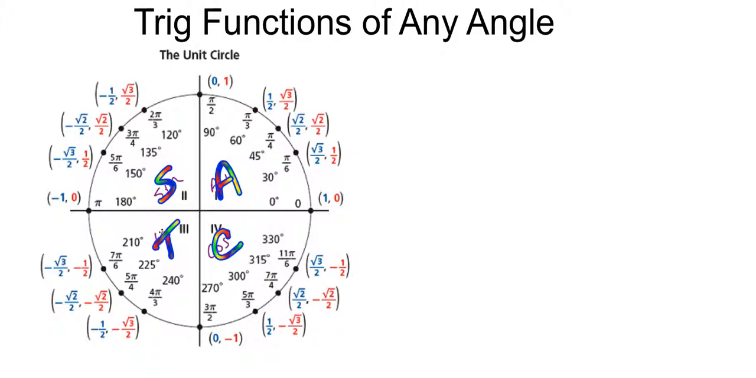Some students remember that it spells CAST, or the common saying is "all students take calculus." And that goes in order of the quadrants. So A for all, S for students, T for take, and C for calculus. So all students take calculus means that they're all positive here. The sine is positive here. The tangent is positive here. And the cosine is positive over here.